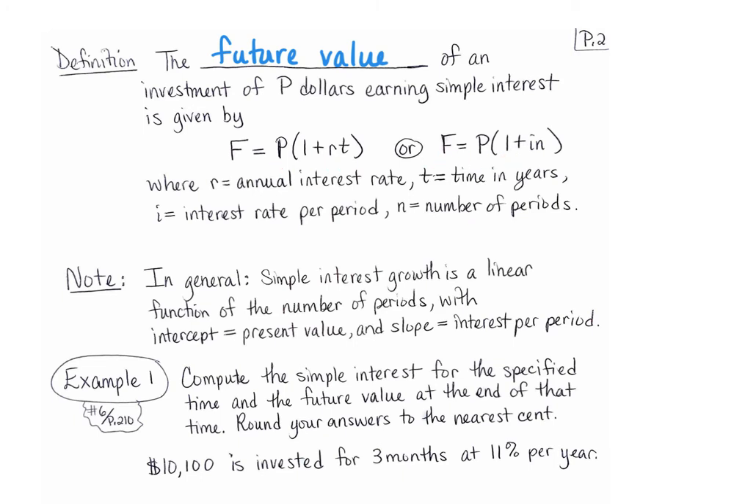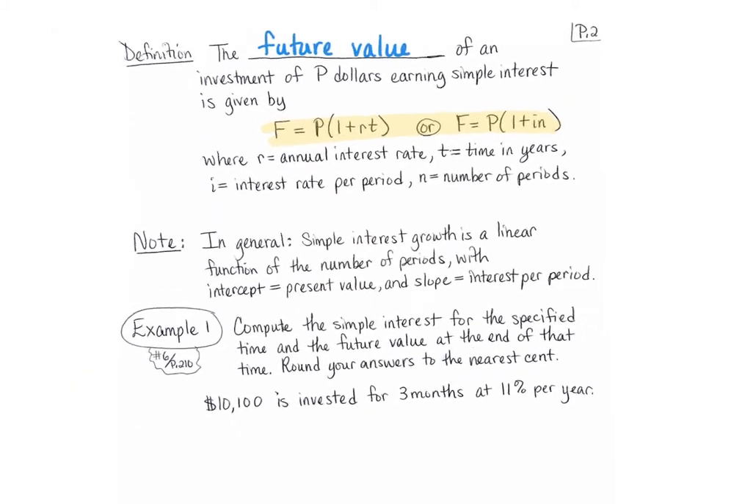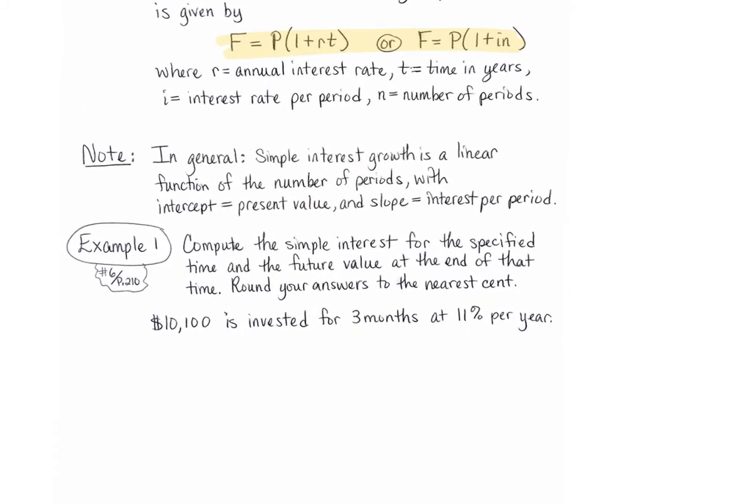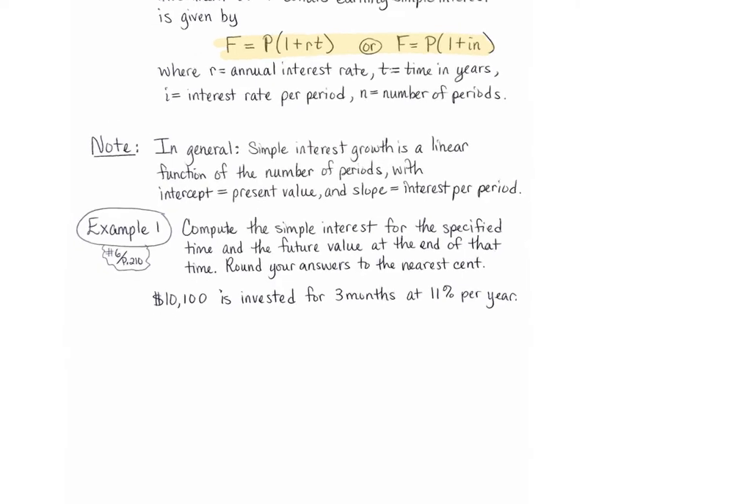Now, note that even though I didn't say it, you should have also started the simple interest formula I equals P times RT from the first page. So this is the next one, okay? So note that in general, simple interest growth is a linear function of the number of periods with intercept equal to the present value, and your slope is the interest per period. So that helps give you a visual of what's really happening with simple interest in terms of your slope and your y-intercept. So now let's look at an example, okay?